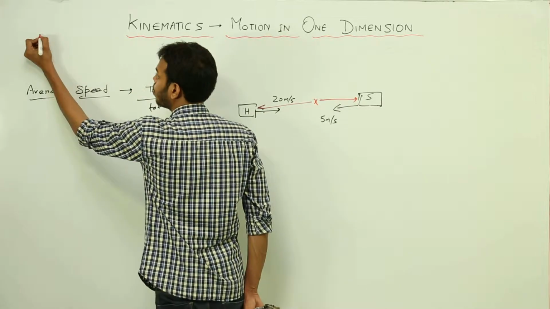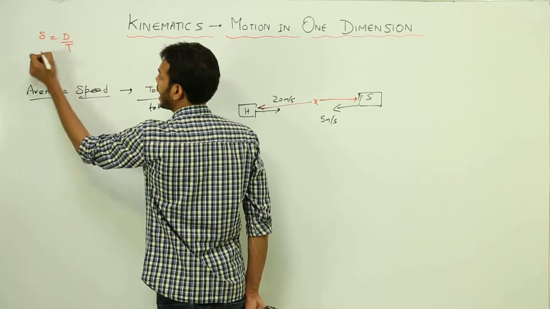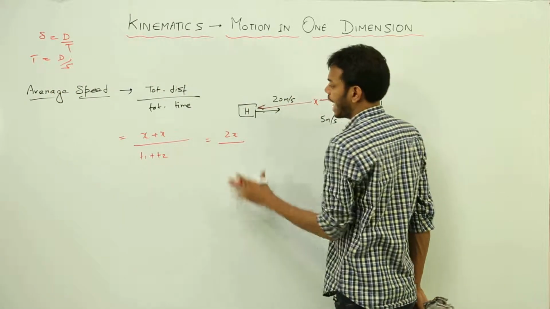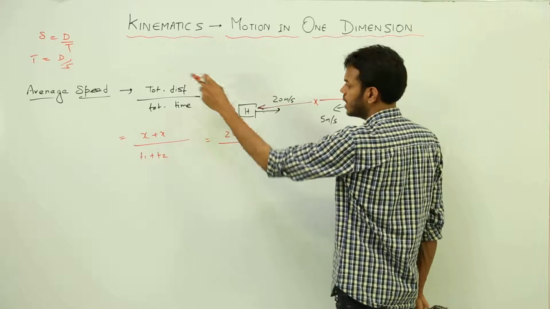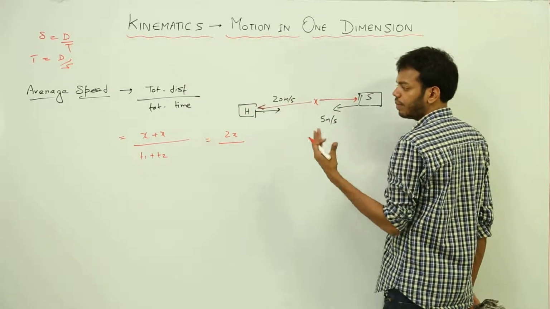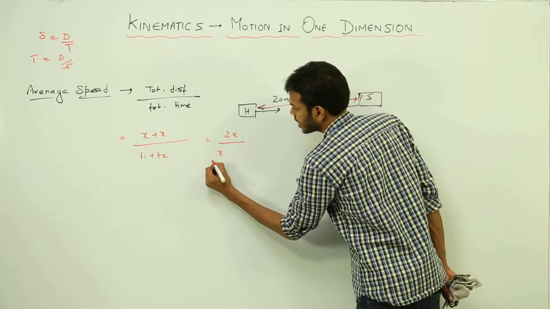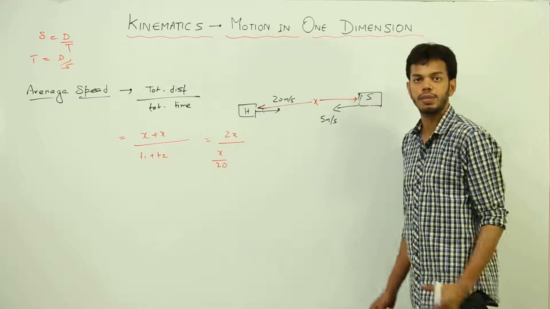Let's revise the formula. What is speed? Distance over time. So what is time? Distance over speed. So T1 is the time, the distance from home to school, and the speed from home to school. So this is x upon 20. Did you get this point?